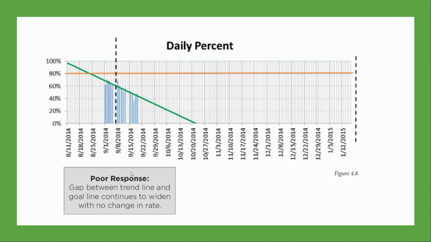So the third type of response is a poor response. When the distance between the trend line and the goal line widens, the response to the intervention is poor. So when data indicates the student's response to intervention is poor, the first thing that team is going to want to do is look at the fidelity of the implementation.